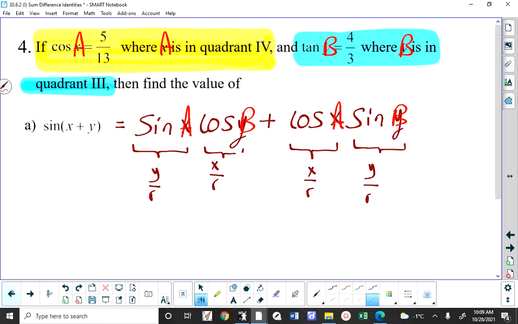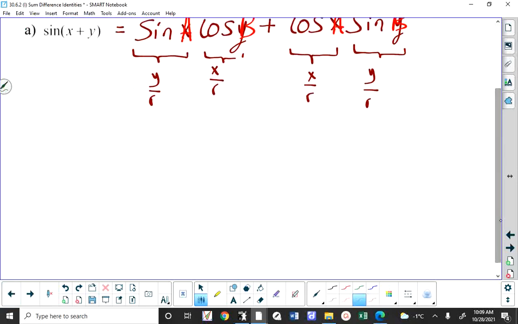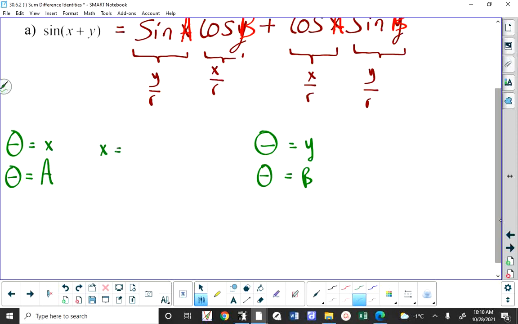Okay. So what we need to do is talk about theta equals x, or theta equals A. And we need to talk about theta equals y, or if you want, theta equals B. And for theta equals x or A, there's an x, a y, and an r. For theta equals y or B, whatever letter you want to use, there's an x, a y, and an r. And like I said, this is the bulk of the work here. Okay.